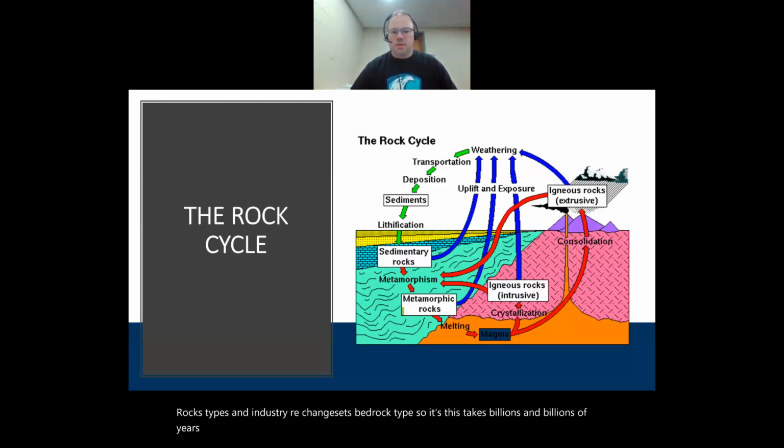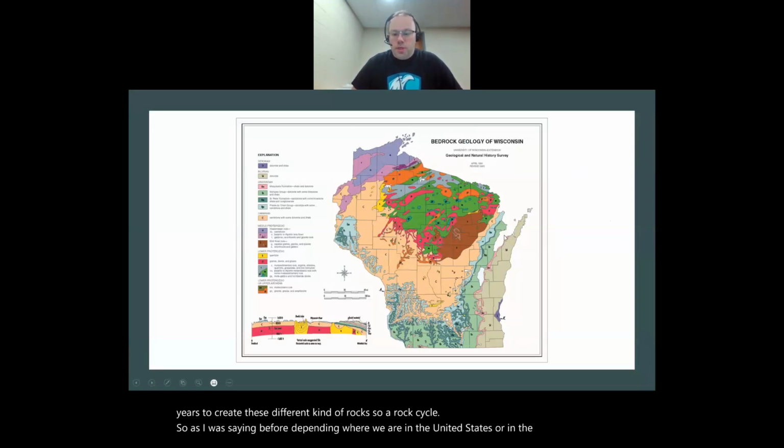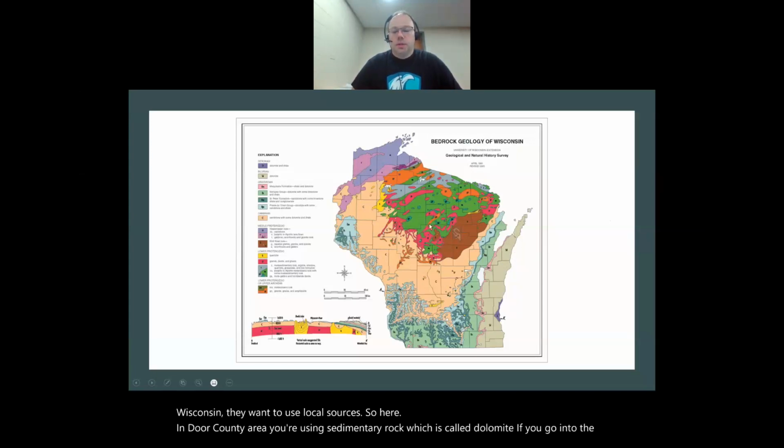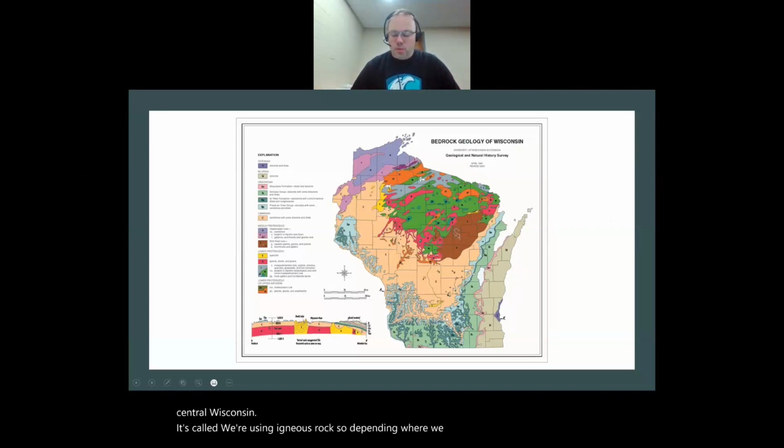So as I was saying before, depending where we are in the United States or in the state of Wisconsin, they want to use local sources. Here in the Door County area, you're using sedimentary rock, which is called dolomite. If you go into central Wisconsin, we're using igneous rock. So depending where we are, we want to use our local sources and we want to have certain aggregate properties.